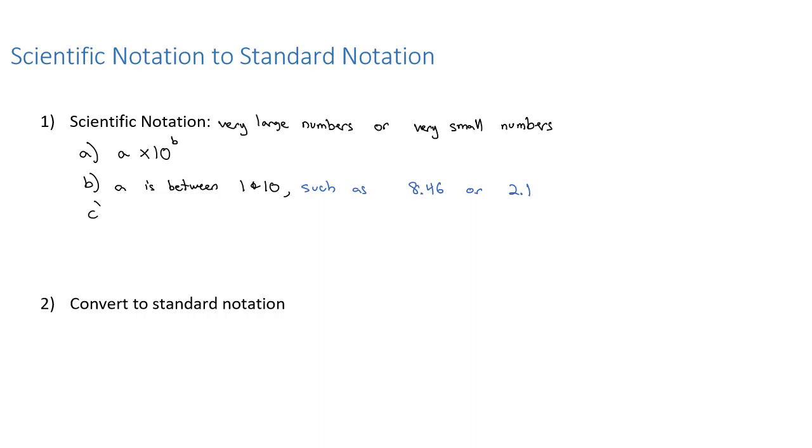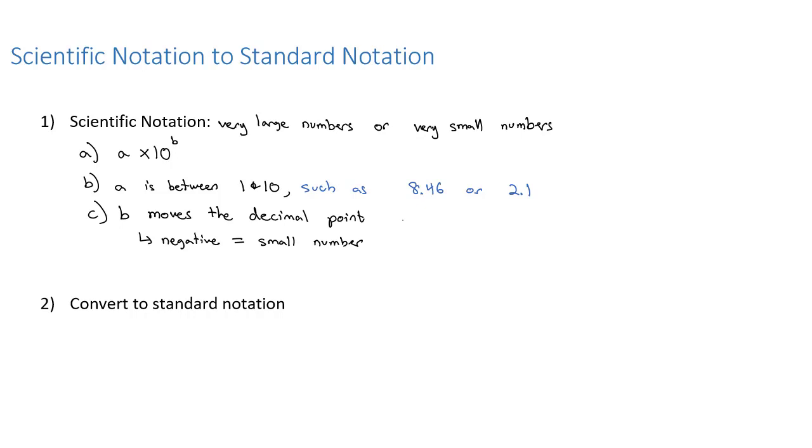The second part of scientific notation is the b, and b moves the decimal point. It tells us how many times to move the decimal point. If b is 5, we move the decimal 5 times. If b is -3, we move the decimal point 3 times. In fact, whether it's positive or negative also tells us something. If b is negative, it means we are working with a small number.